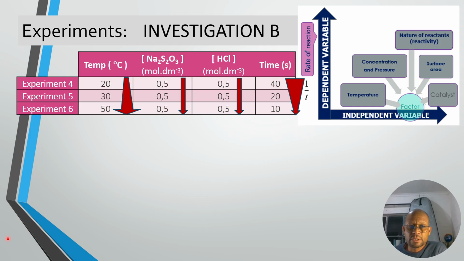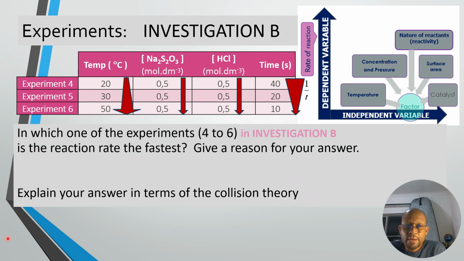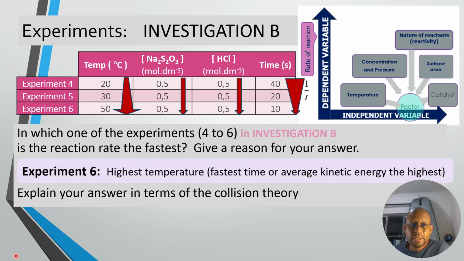But I'm going to be constant and refer to that process where I read the table only from the top to the bottom. Okay, our question in this particular investigation reads as follows. In which one of the experiments, 4 to 6, is the reaction rate the fastest, and give a reason for your answer? In this case, we're going to see that the answer is quite easy, and that is experiment 6.